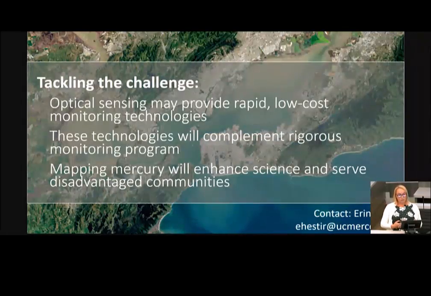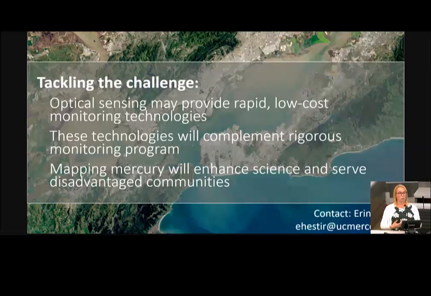So in order to tackle this challenge, we're going to use optical sensing. This can provide rapid, low-cost monitoring technology that's going to really strengthen the rigorous regional monitoring program. This isn't going to replace it. We call these proxies, and we believe they will be proxies.